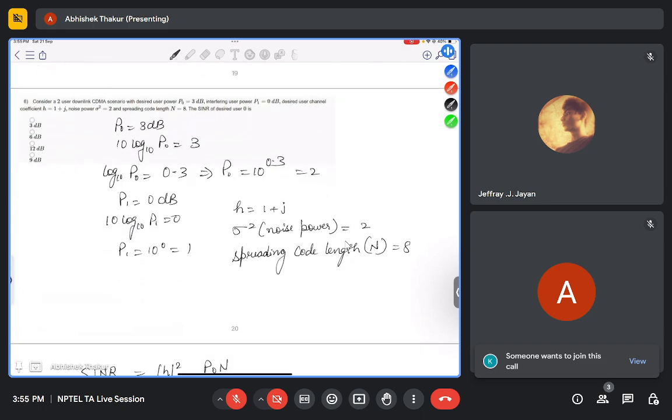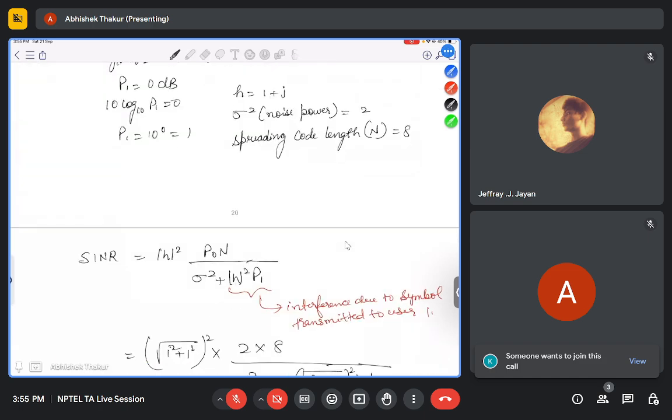So from all the given options, option number D is the correct answer for this question. It is basically asking for the SINR of the desired user. So this is the formula of SINR. Actually, we are not taking normal SNR. Why are we taking SINR? Because there is interference due to the symbol transmitted to user 1.